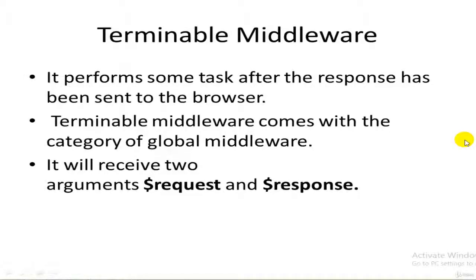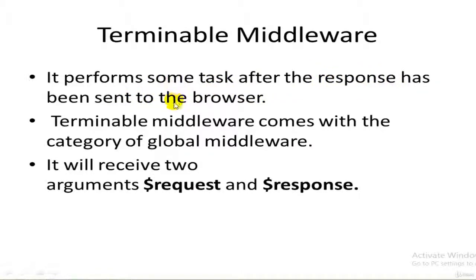Now we will focus on one thing, terminable middleware. We saw in the previous chapter about role middleware how middleware has been created and how it is executed in the browser. Once you create a middleware, it's important that it is terminated also. That is done with the help of terminable middleware. It performs some task after the response has been sent to the browser.